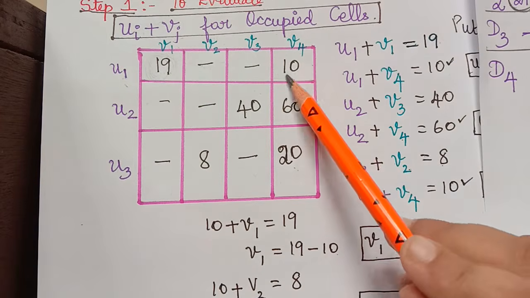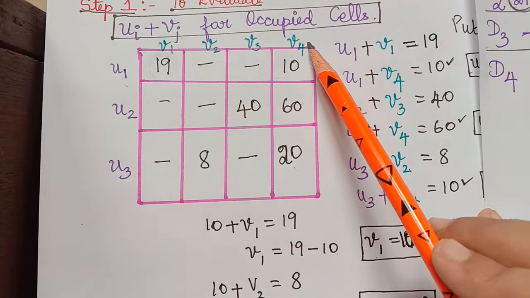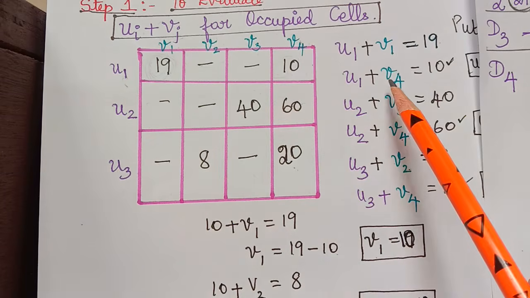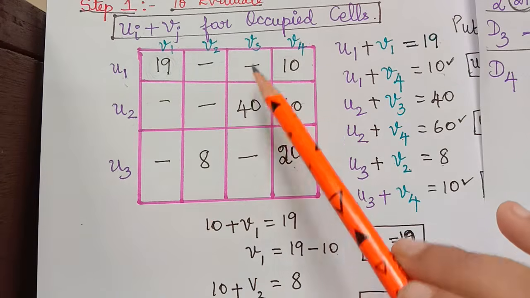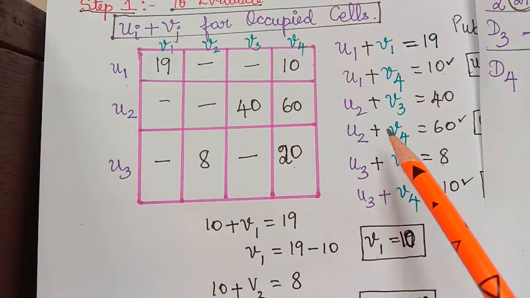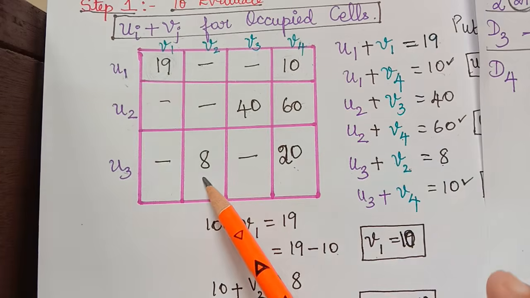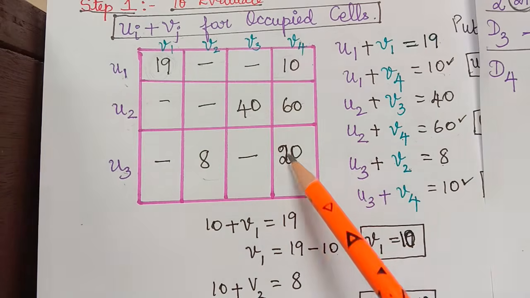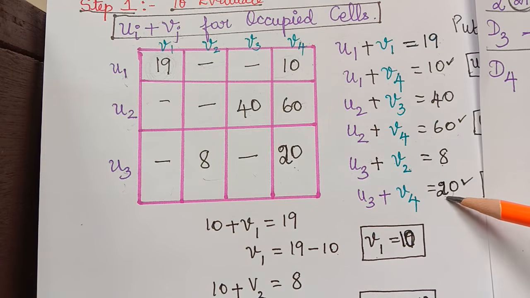Next, for this value, the corresponding row is u1. The corresponding column is v4. So u1 plus v4 is equal to 10. So that I have written here. Similarly, u2 plus v3 is equal to 40. Then u2 plus v4 is equal to 60. u3 plus v2 is equal to 8. And then u3 plus v4 is equal to 20. So this is 20 actually.